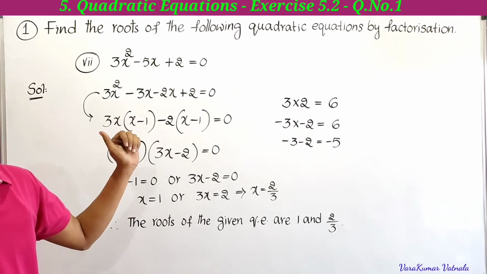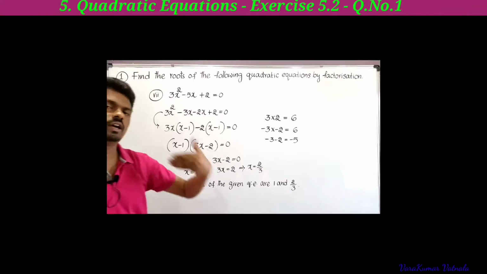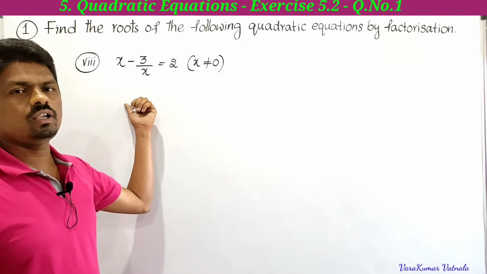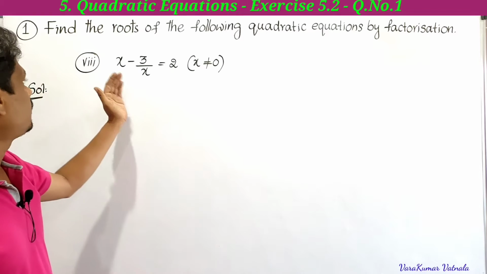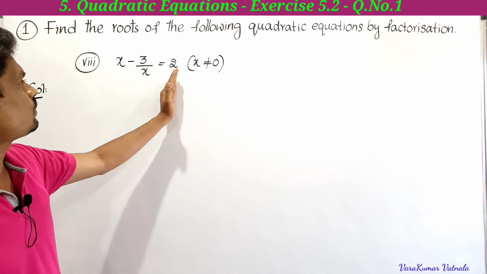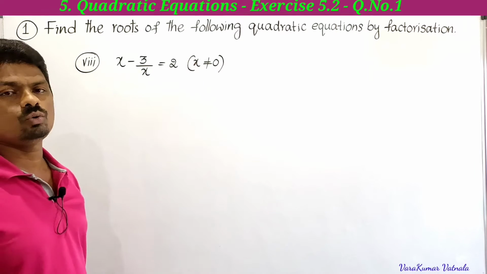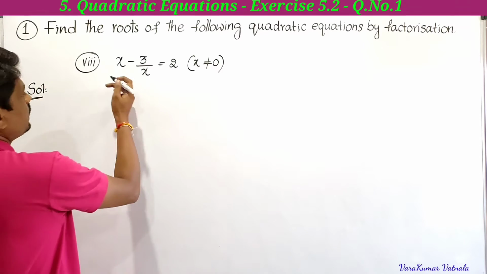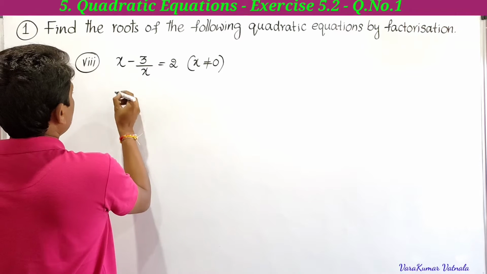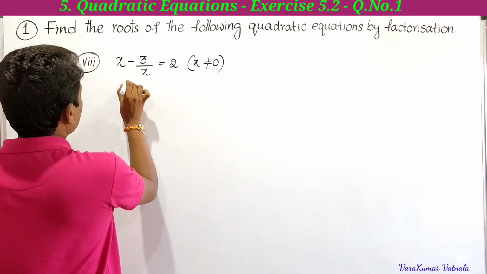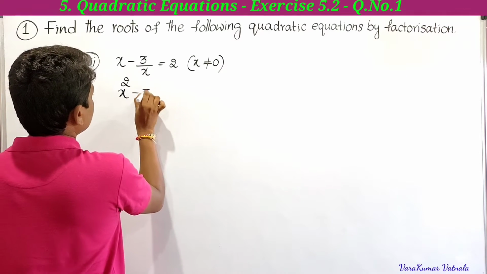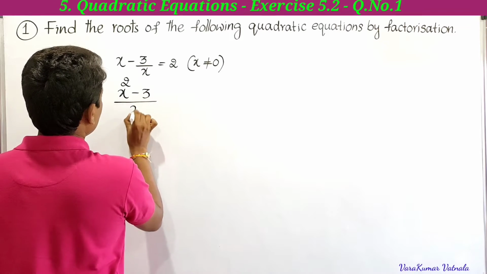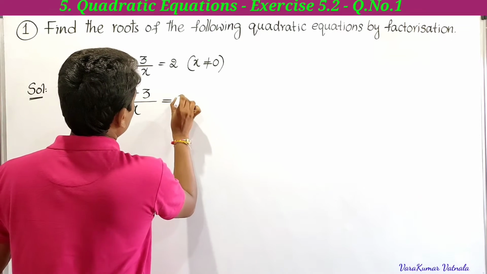So this is the 7th bit. Next we have to solve 8th bit. This is the 8th bit in the first problem. X minus 3 by x is equal to 2. X is not equal to 0. So see here, just we have to simplify. So find LCM. So here it becomes x square minus 3 divided by x is equal to 2.